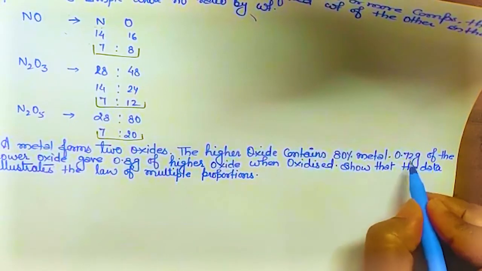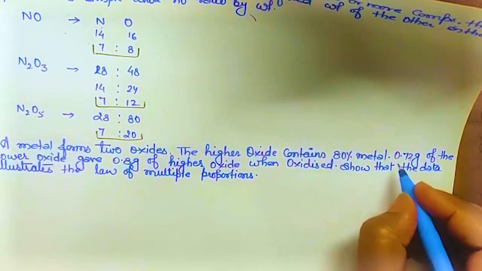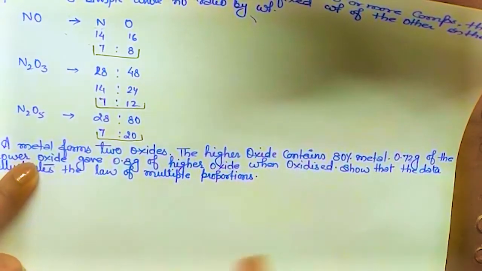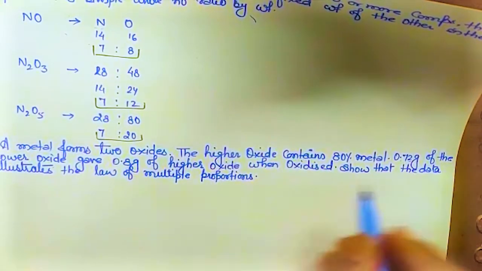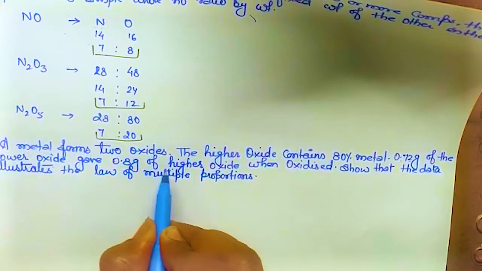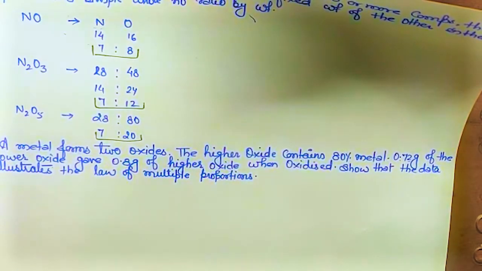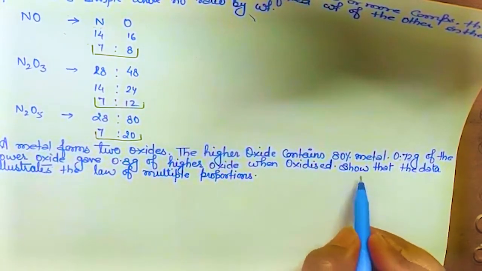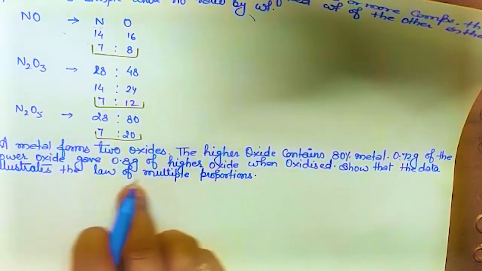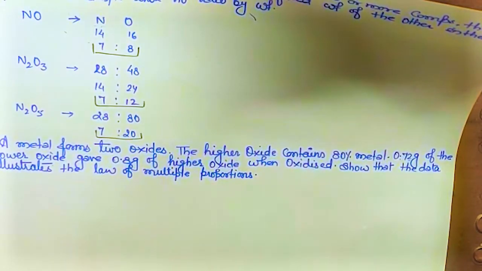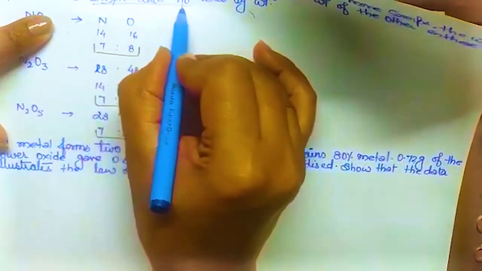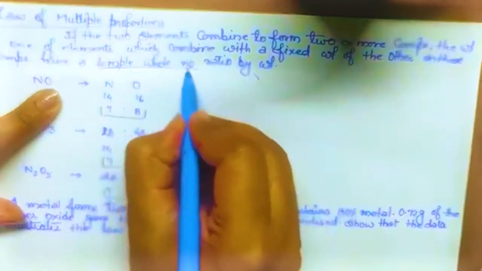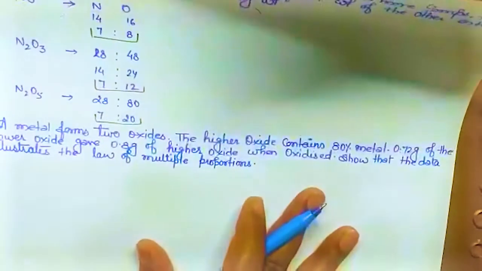That means that the metal in 0.72 gram of lower oxide is the same as the metal in 0.8 gram of higher oxide. It says this 0.72 gram of the lower oxide gave 0.8 gram of higher oxide. That means in both the metal amount is the same. Got it? Show that the data illustrate the law of multiple proportion. To prove this, what we have to do? We have to prove the ratio as a simple whole number ratio, isn't it? Clear? So see how to do.